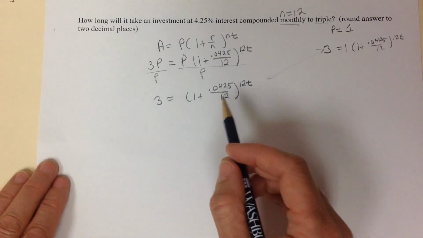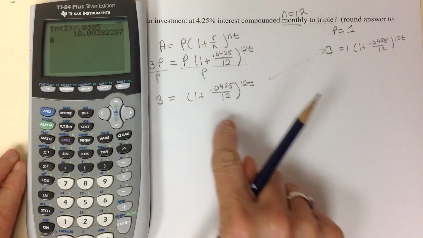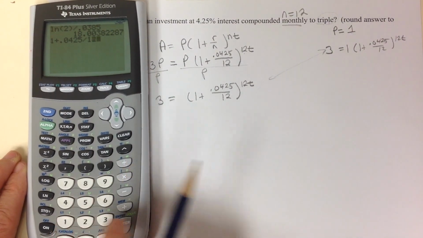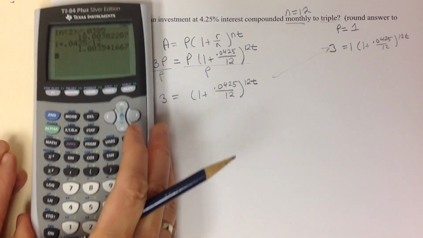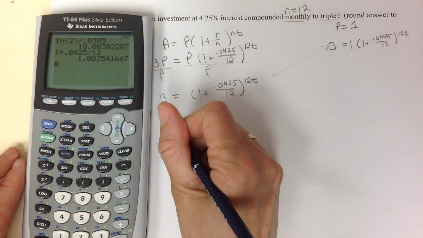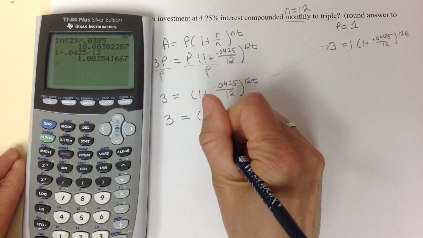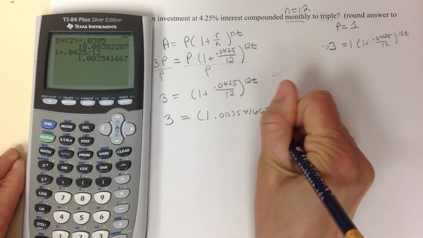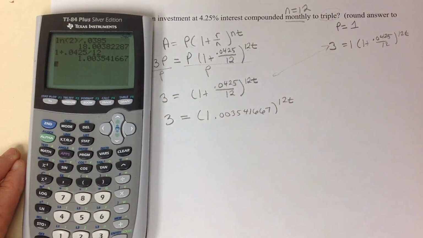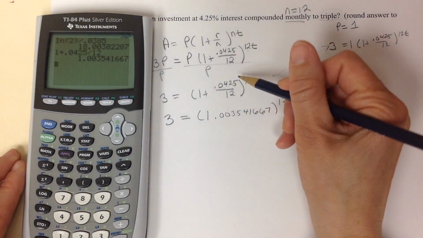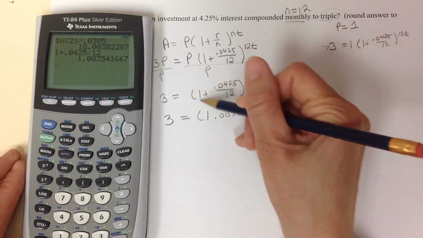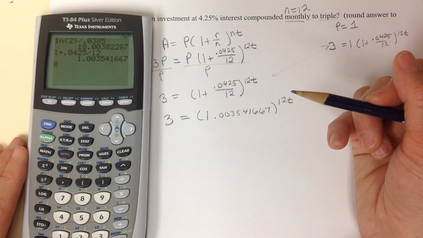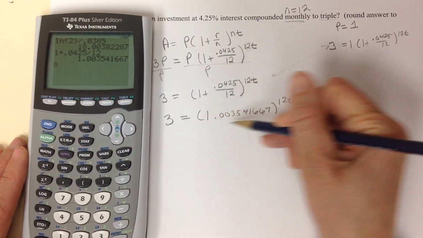Okay, so now to solve, I can put this in the calculator. I assume that's probably what you're going to want to do because it's a little bit cleaner. However, you have to keep all of the decimal places. You cannot round until the very end. So you're now stuck with writing 0.003541667 to the 12T. If you want, you can just keep it as 1 plus 0.0425 over 12. Probably about the same amount of writing. Either way is fine, but do not round this number.